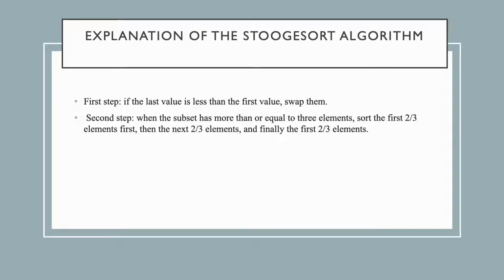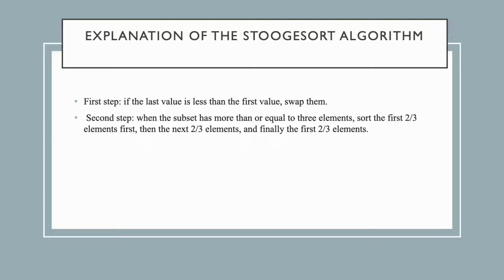We can see that the principle of the Stoogesort algorithm is very simple. First step: if the last value is less than the first value, then swap them. Second step: when the subset has greater than or equal to 3 elements, sort the first 2/3 elements, then sort the next 2/3 elements, and finally sort the first 2/3 elements again.